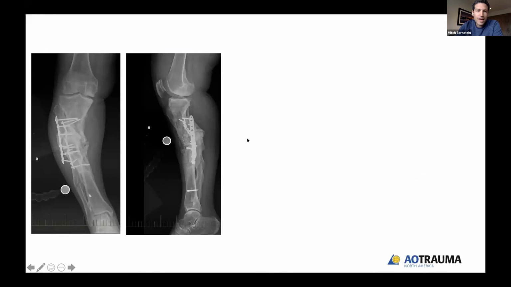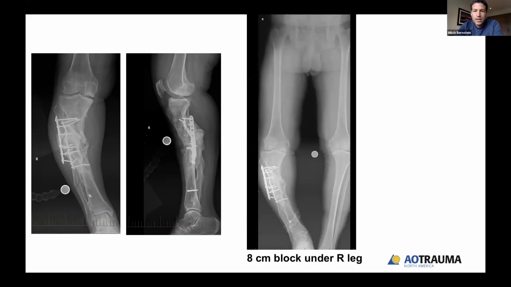So this is just an example of a patient who's been treated at our institution since 2006. Today, we're in 2020, so it's 14 years ago. He has a very complicated non-union of his tibia, but just for the point, he's wearing an 8 centimeter block under his right leg. So if you want to get this non-union to heal, you have to consider also he's missing 8 centimeters of bone.